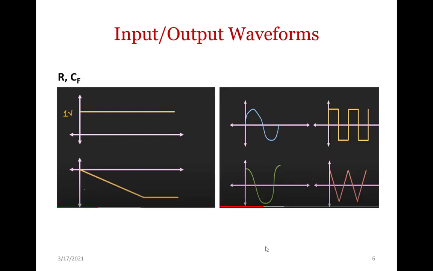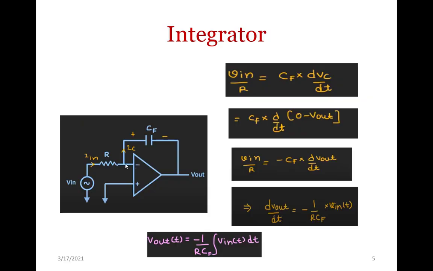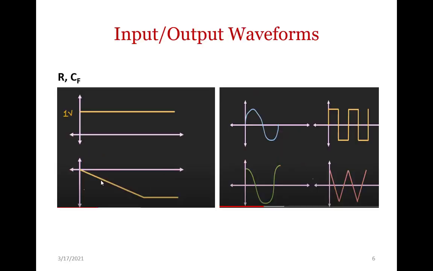The input and output waveforms are shown here. So, here this is a constant step input voltage which is given an input of 1 volt. Now, when you feed this into an integrator, you get a negative ramp. Remember, the input is given in the inverting terminal, and that is why you get the ramp in the negative direction. Supposing I give a sine wave as the input, then in that case I get a square wave output, and when I give a cosine wave, it is a triangular wave.